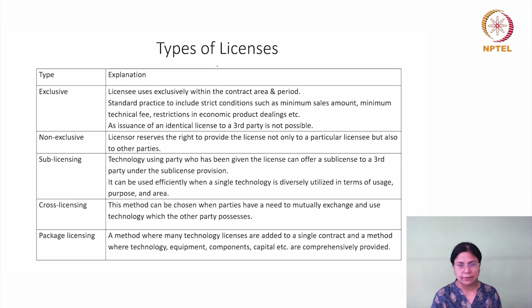Then there could be sub-licensing. Sub-licensing is where a technology-using party who has been given the license can offer it to a third party also. The idea here is that it can be used efficiently when a single technology is diversely utilized in terms of usage, purpose and area. Then cross-licensing, this kind of example we have seen. Here the focus is that the parties are mutually exchanging and using the technology, so the contract terms are rather mutual. Some licenses are transacted from one end and some from the other end.